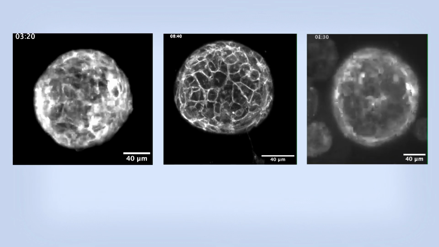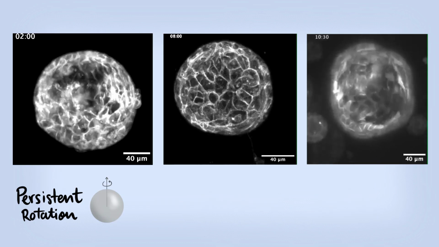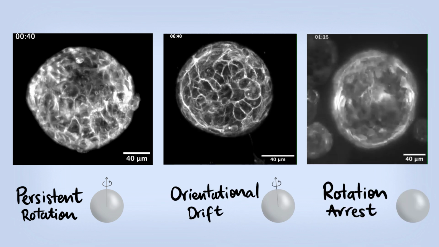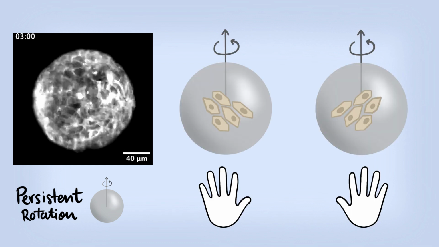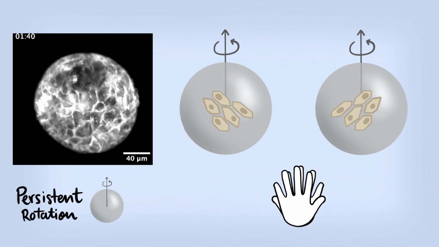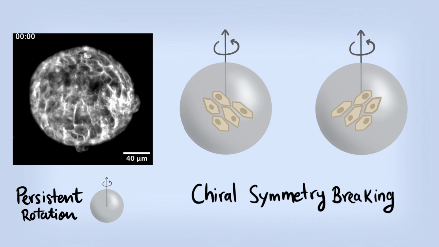Videotaping the organoids revealed 3 modes of motion: persistent rotation with a stable rotation axis, orientational drift of the rotational axis, and rotational arrest. During persistent rotation, we found that cells are elongated either to the right or to the left relative to the rotation axis. Like right and left hands, these cellular patterns are mirror images of each other that do not match no matter how we rotate them, a phenomenon called chiral symmetry breaking.